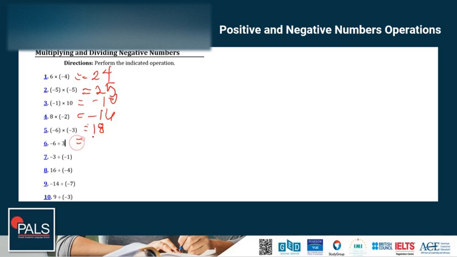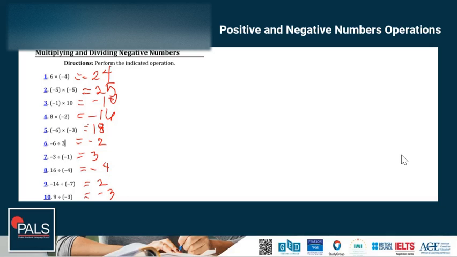Negative 6 divided by 3 is negative 2. Negative 3 divided by negative 1 is 3. 16 divided by negative 4 is negative 4. Yep, the signs are different. Negative 14 divided by negative 7, the answer is 2 because the signs are the same. 9 divided by negative 3, the answer is negative 3, because the signs are different.